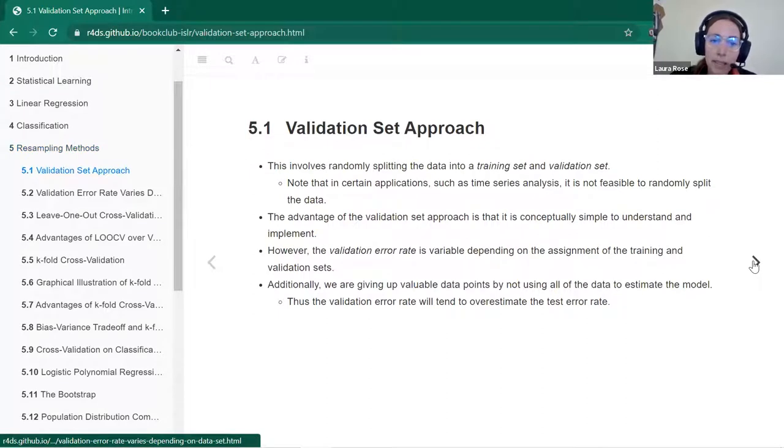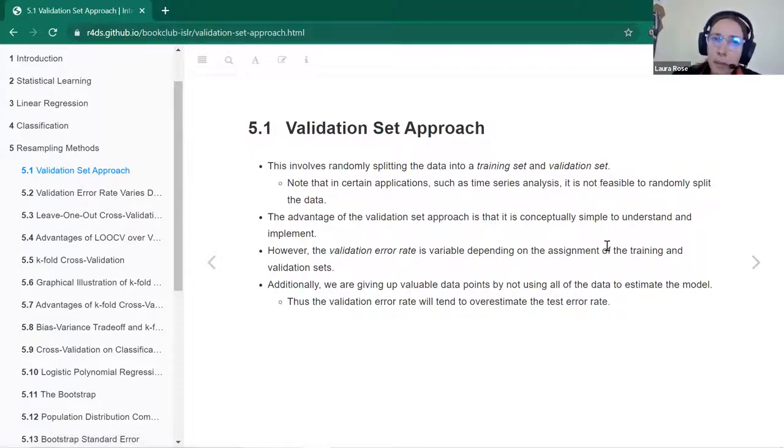Okay, so let's kick it off with the validation set approach. This is basically randomly splitting the data into a training set, which you use to estimate your model, and then a validation set or a test set. I just wanted to make a note, this was not in the book per se, but with time series analysis, it's not always feasible to randomly split the data. There are ways to do the validation set approach, from what I have read, if you have a very long time series, in terms of having certain ones that are training, and then you use that to predict the future for certain ones that are test, but that's not really in the scope of this book.